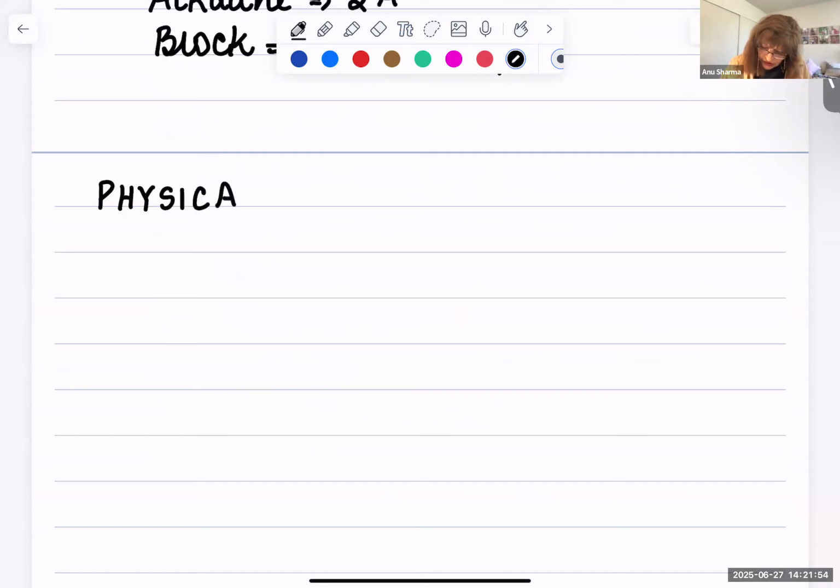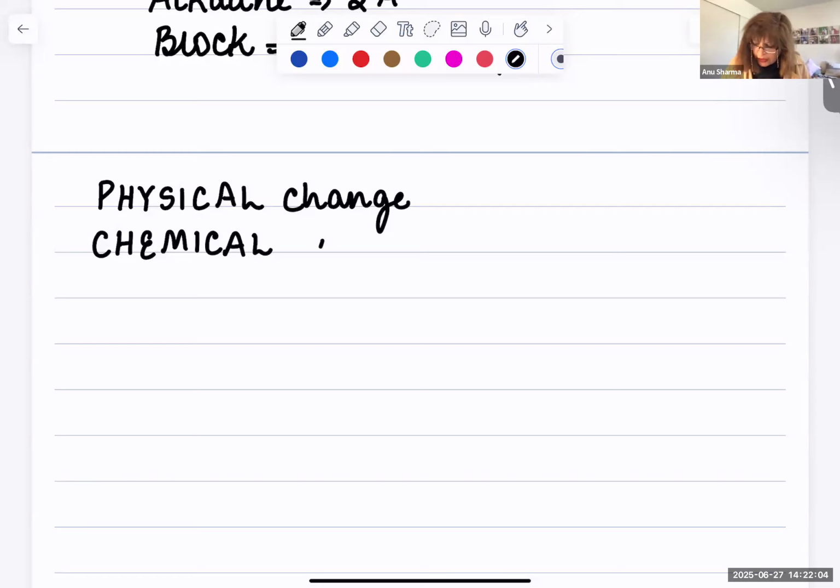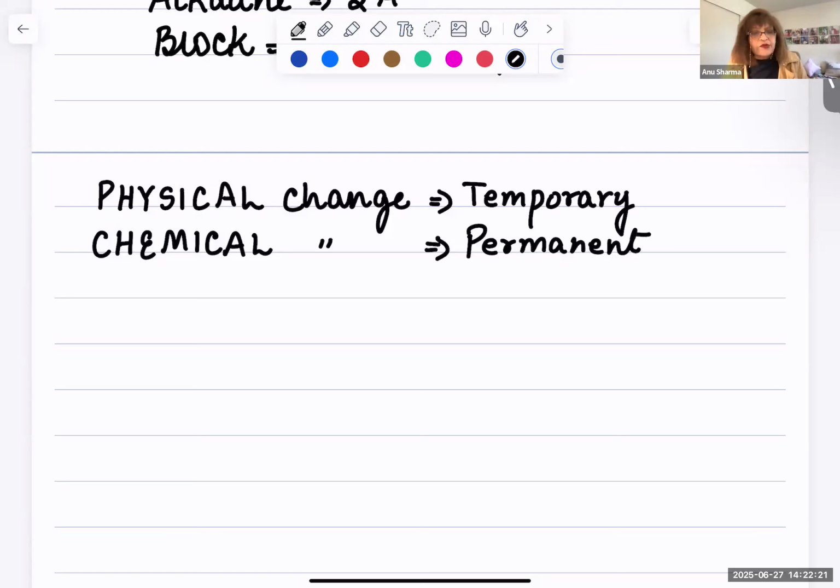Physical change and chemical change. Okay, what is that? Physical change, you have to just visualize some of it. With a physical change, you can recover, so it's just temporary. You can recover by very simple means, like evaporating. And then chemical change is a more permanent change. Okay, physical and chemical change.